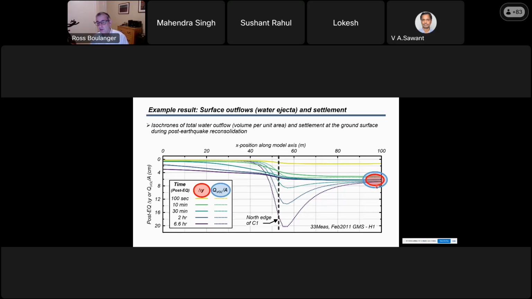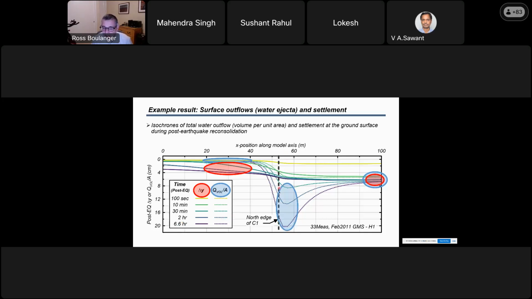So far to the north, where things are very one-dimensional, volume of water coming out equals settlement. On the south side, where there are no sand boils, very little water comes to the surface because it couldn't get through the silty sand layer. But the underlying soil is still liquefied and still reconsolidates, and you still get 4 centimeters of settlement computed a long time after shaking. So all the lines are at different times.